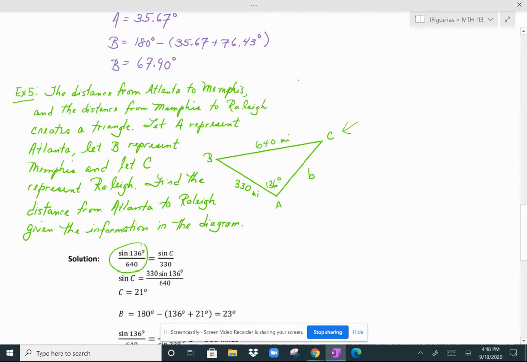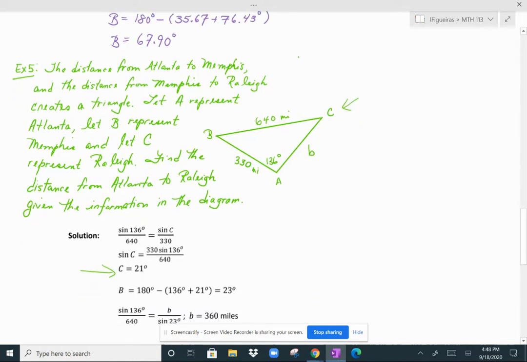So multiply both sides by 330. You have the sine of C is 330 sine of 136 degrees over 640. So when you compute, you get that angle C is 21 degrees. Now, since I need to know angle B so that I could set up a ratio with side B, I find angle B by taking 180 minus the sum of 136 and 21. So angle B is 23 degrees.